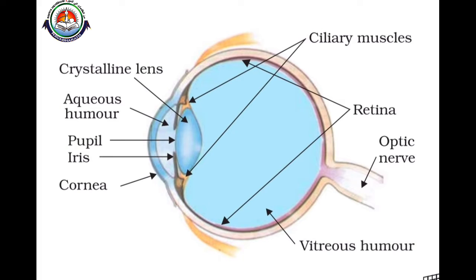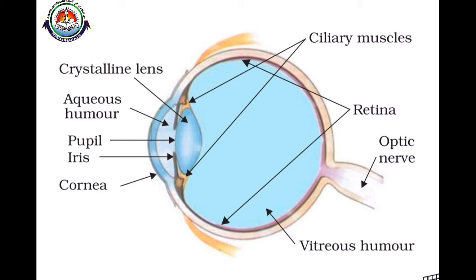The third one is the iris. The iris is a dark muscular diaphragm located just behind the cornea. A diaphragm is a covering. It controls the size of the pupil.